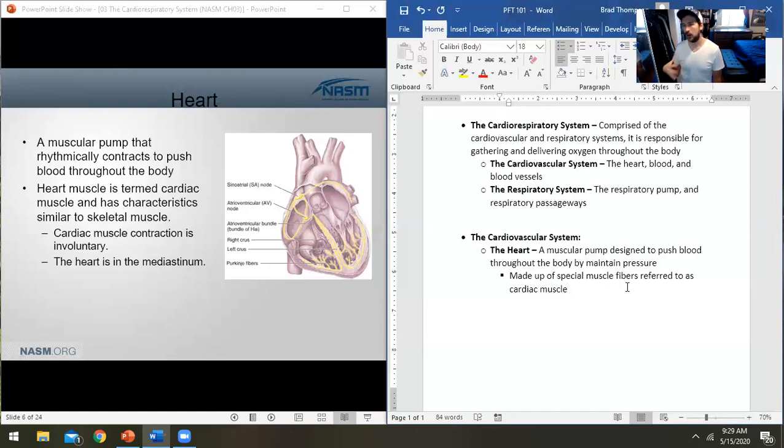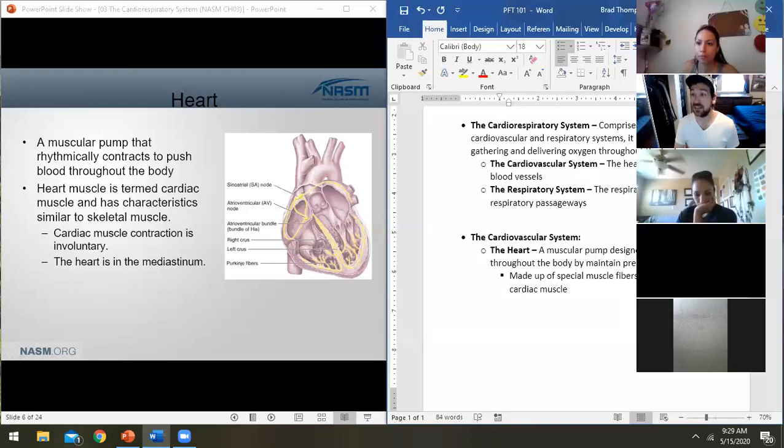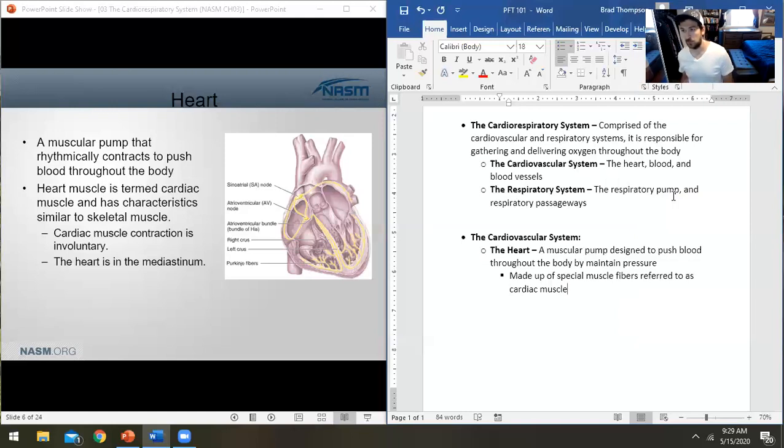Well, remember, your heart's main job is to generate pressure, right? It needs to be able to generate maximal pressure, which means that all of the fibers that make up your cardiac muscle need to be able to fire simultaneously. What we don't want to have happen is some of the fibers in the heart squeeze at one time and other fibers squeeze at another time. If that happens, your heart starts to get out of rhythm and you aren't generating maximal pressure.